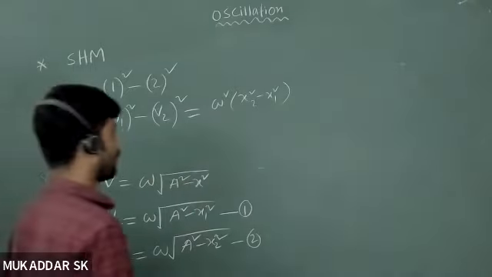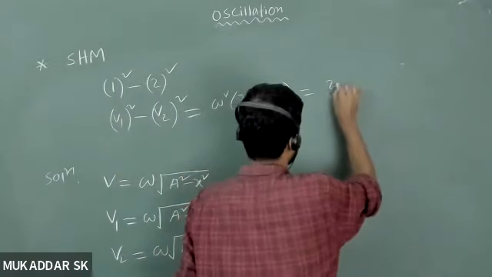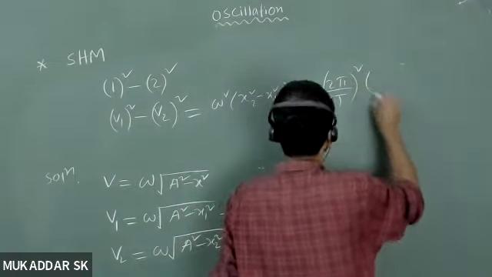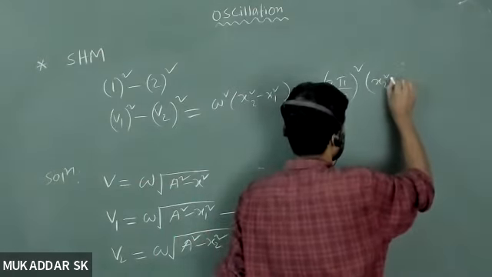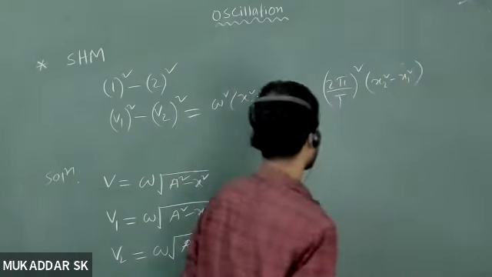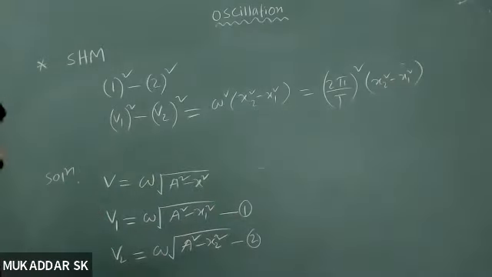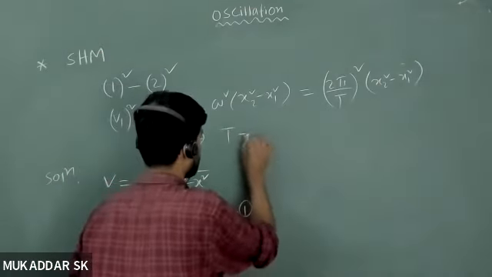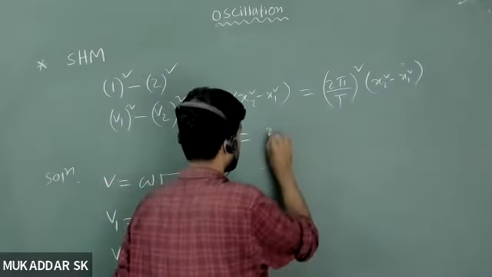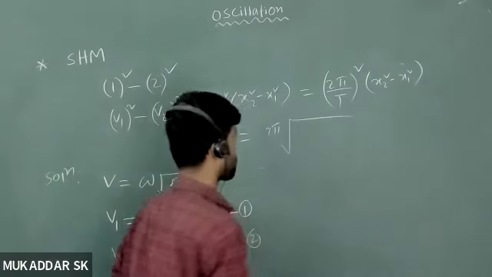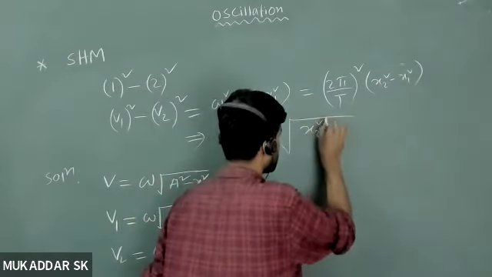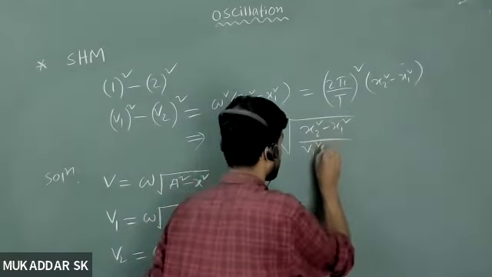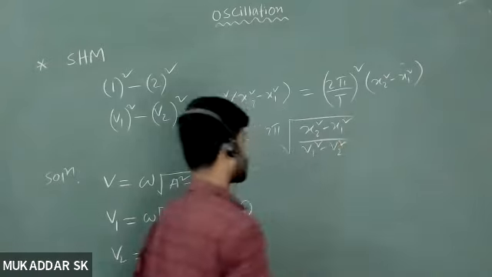Yes, sir. Okay. Now you know omega is nothing but 2 pi by T, right? So it will be 2 pi by T whole square, then you will have x2 square minus x1 square, right? So from here you can easily calculate the time period. So time period will become 2 pi square root of x2 square minus x1 square divided by v1 square minus v2 square, right?